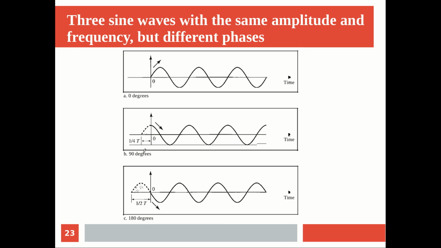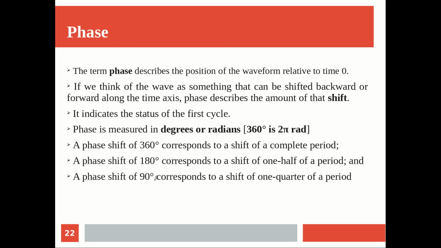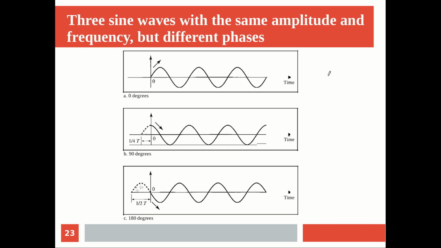Mainly we are looking at 0 degree, 90 degree, 180 degree, but in between you can think of a 45 degree phase shift, 270 degree phase shift, everything. So, this is the main concept. Now, you read it, it will be clear. The term phase describes the position of the waveform related to time 0. If the waveform is beginning with respect to 0, that is 0 phase. Here the position is here, right.